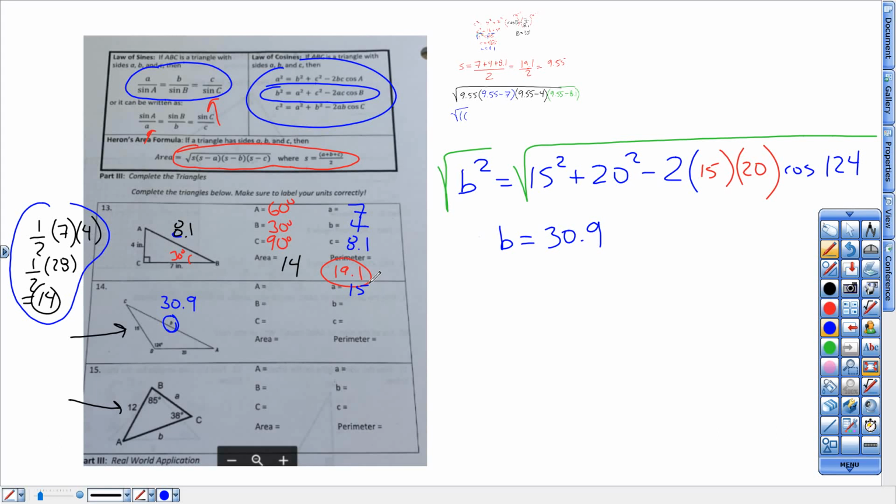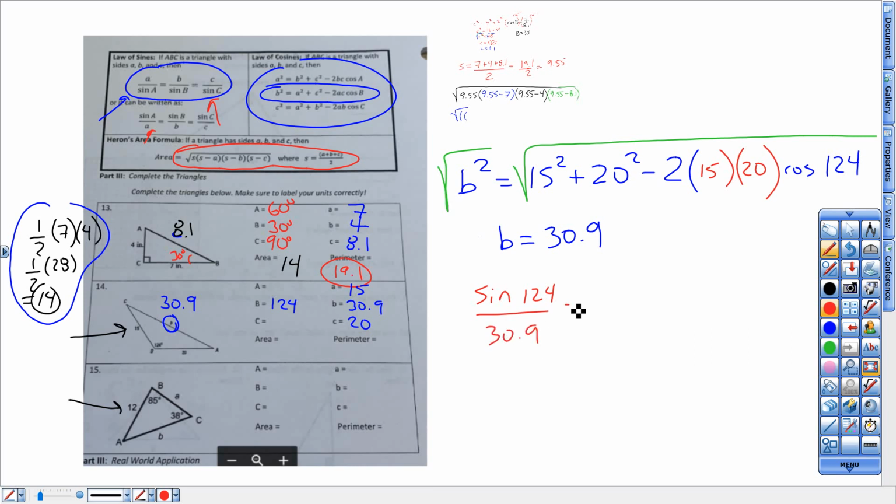B, we just did our work to get 30.9. And then C is 20. Alright, now I know angle B is 124. I used this guy now to find my other angles. So to find this angle right here, I did sine 124 over 30.9, sine 124 over this piece.